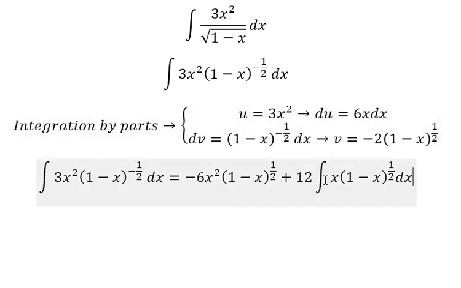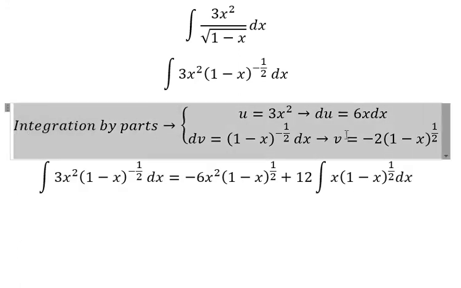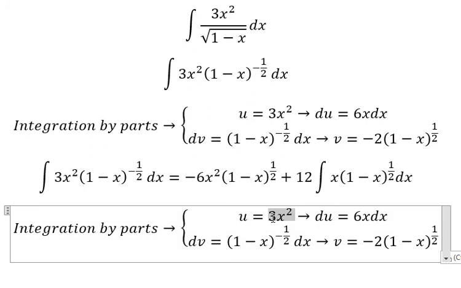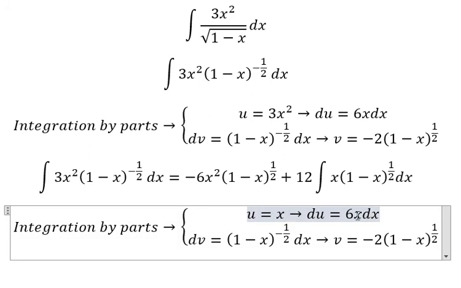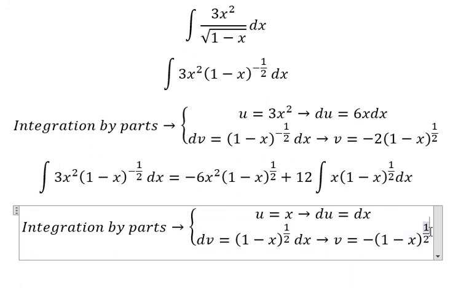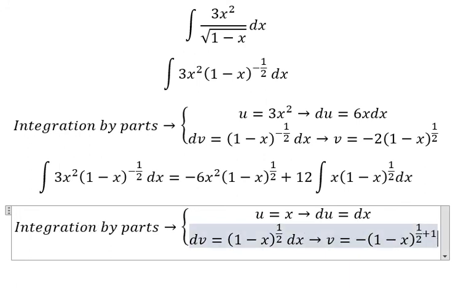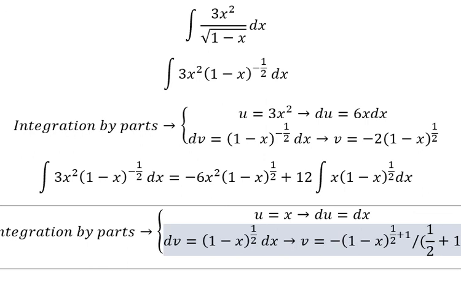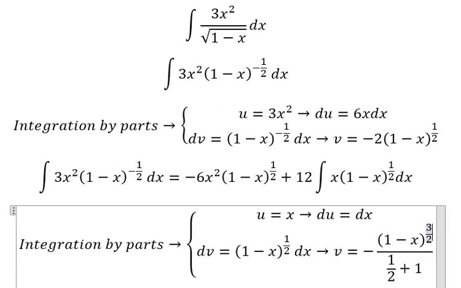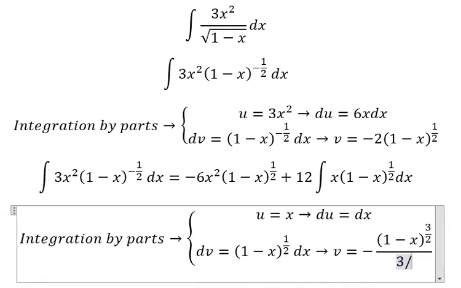Now we continue to use integration by parts again. Now this time that's s, so you get the s. This time we have 1 over 2. So the integration, you will get 1 over 2 plus 1 over 1 over 2 plus 1. And we have the negative from here. So this one you get 3 over 2.